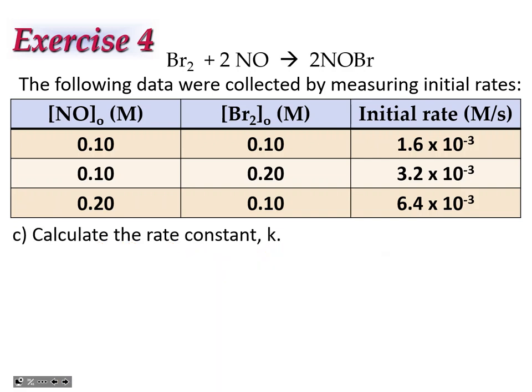Calculating the rate constant K. All we need to do for that is use our rate law that we've just created from the experimental data. We know this is the bromine to the first order and the nitrogen monoxide to the second order. It really doesn't matter which one you pick. You pick one of the experiments to plug in the information to solve for K. You can choose whichever one you want. I'm going to do experiment 3. That's the one I'm going to plug in. You can try a different one and see if you get the same number that I do, but you should.